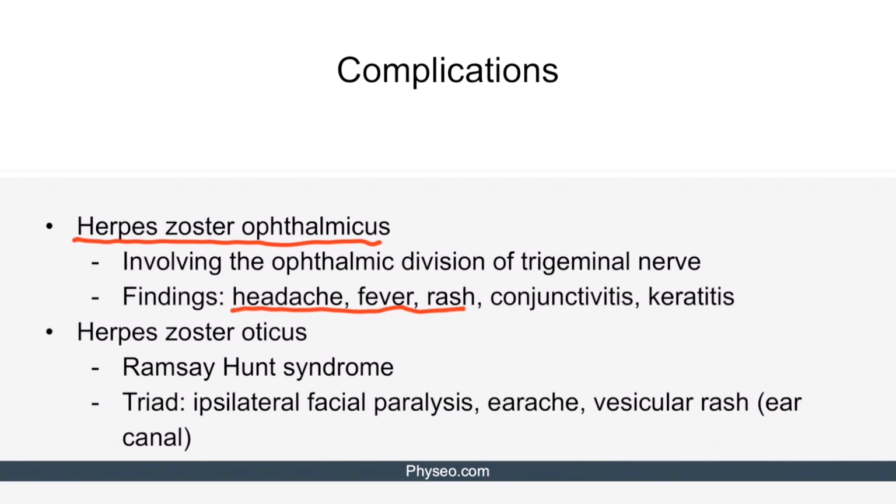They may also present with headache, fever, and a rash, along with the eye symptoms. Now, herpes zoster oticus, which is also known as the Ramsay-Hunt syndrome, occurs when the virus reactivation involves facial and vestibulocochlear nerves, and patients present with a triad of features that includes ipsilateral facial paralysis, because it's got the facial nerve, as well as earache and a vesicular rash along the external auditory canal in the pinna.